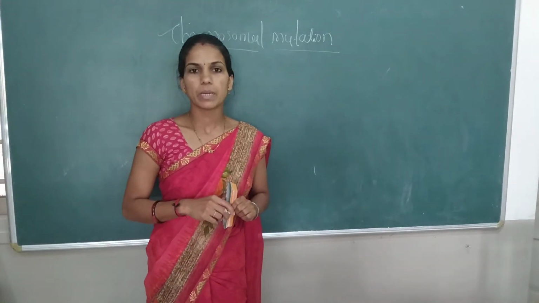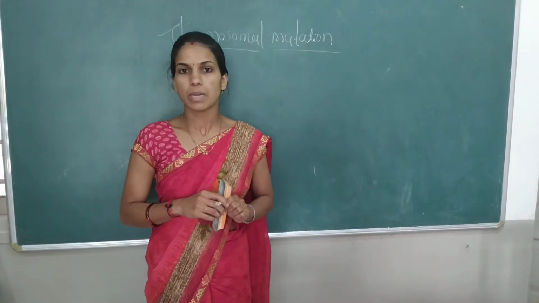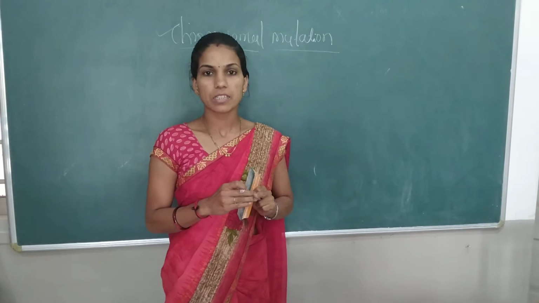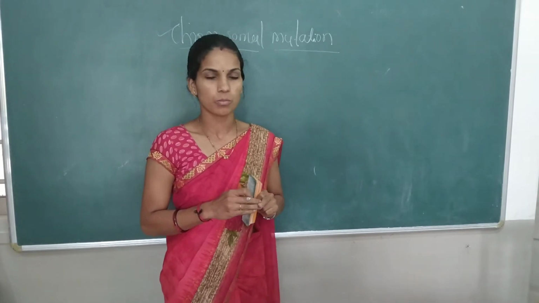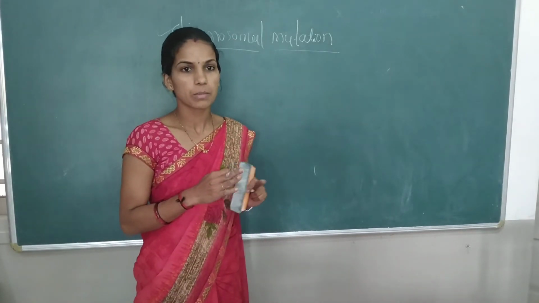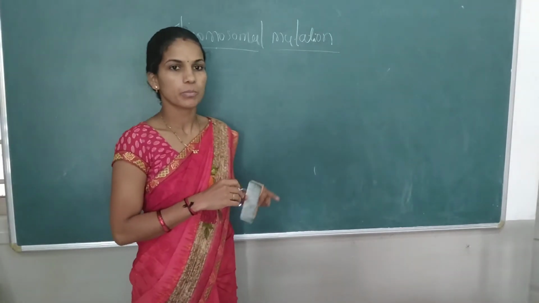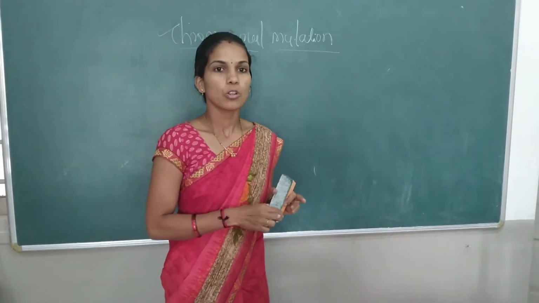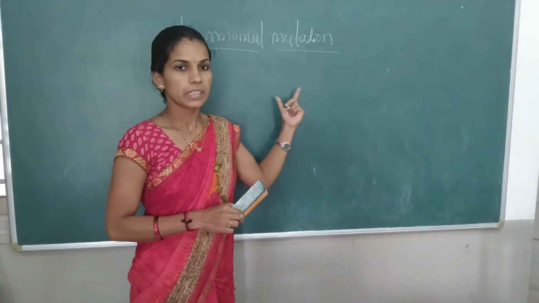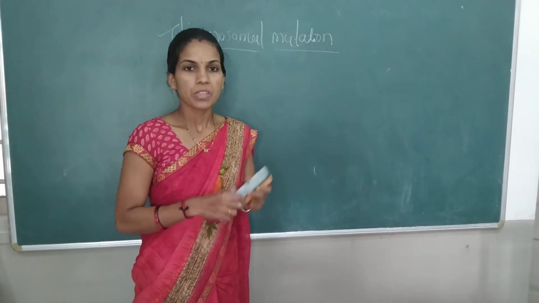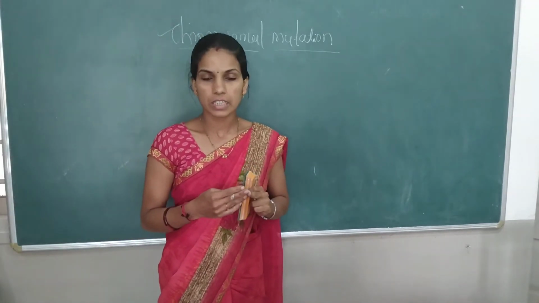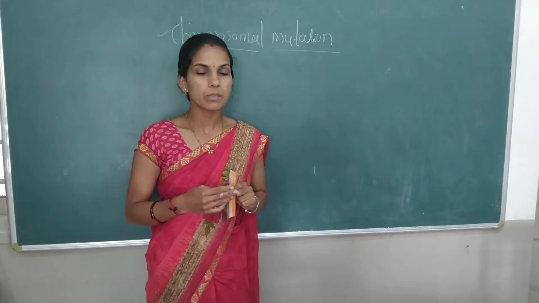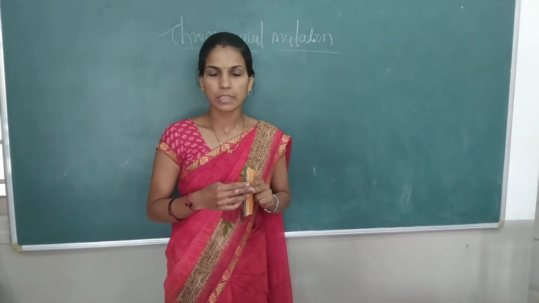What is meant by mutation or aberration? It is nothing but a sudden change in the chromosome. Mutation is a sudden change that occurs in the chromosome. So this chromosomal aberration we can define as a visible change in the structure of the chromosome. Visible change means, what am I saying?